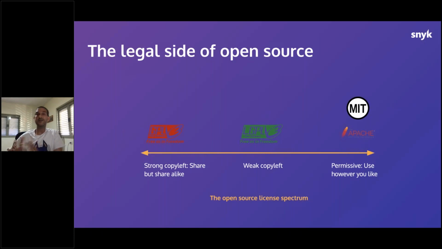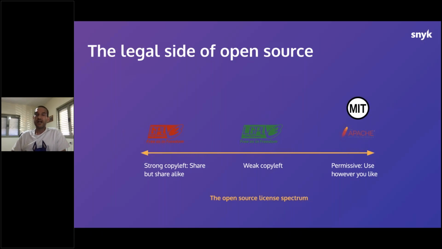And then on the right side of that spectrum, you've got the permissive licenses, the most famous of which are MIT and Apache, much more permissive. You can basically do whatever you want with the code: modify it, share it, use it, etc. And in the middle, you've got hybrid licenses that contain a bit of the terms and conditions from each of the types of licenses on the two sides of the spectrum.